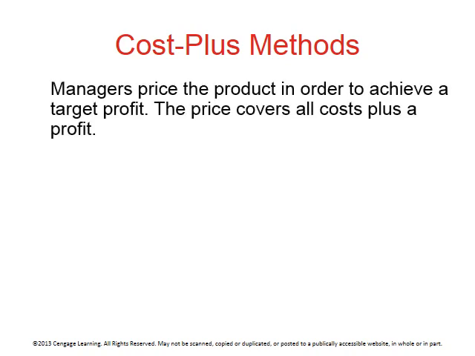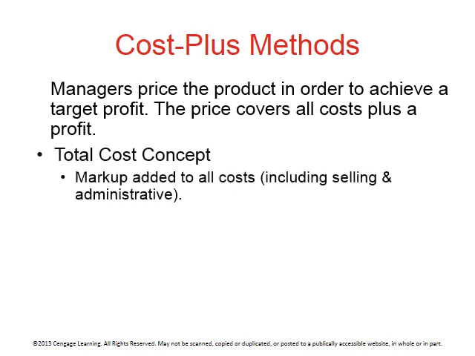The cost plus method is we take our cost and then we price the product to achieve our target profit that we want. So the total cost concept is we take the total cost for that product, including selling and administrative, and then we put a markup on it. So if we want to earn 20% on a product, 20% margin, and our costs are $100,000, we would apply a 20% markup to the $100,000 cost.